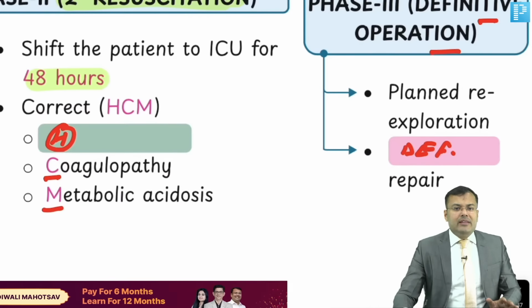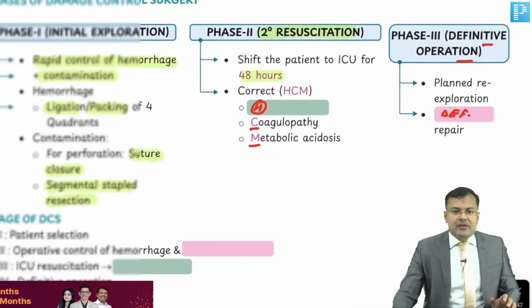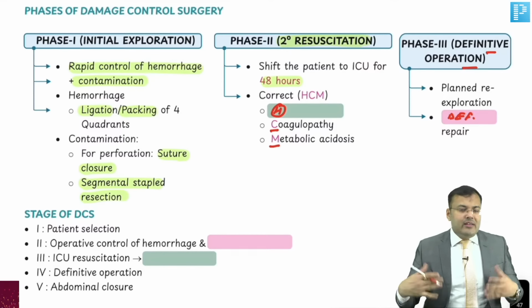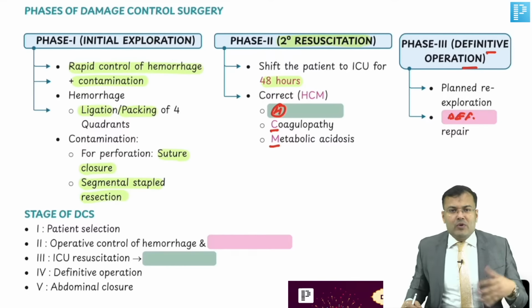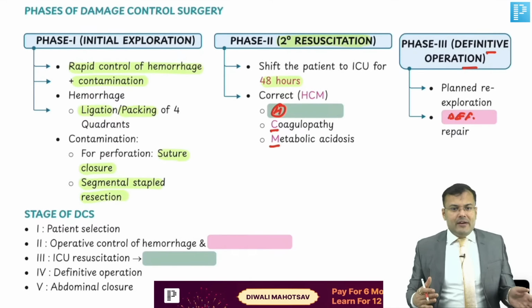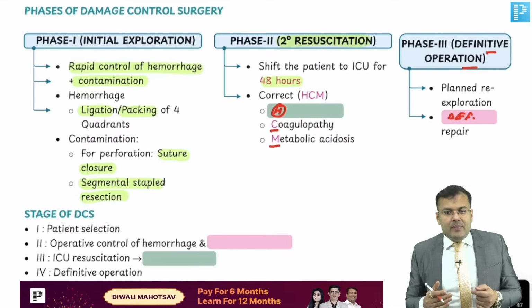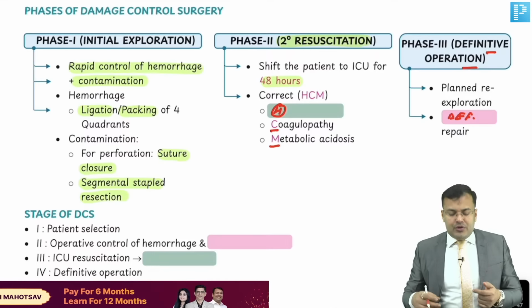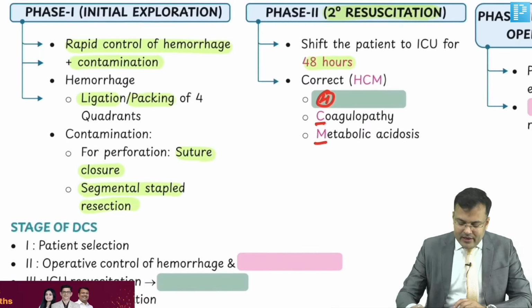This is one, they ask you the phases of damage control surgery. Then they ask the stages. What are the stages? 2 things you have to add. First, patient selection, and the 5th is abdominal closure. Rest of the things will be same. So, what are the stages, guys?